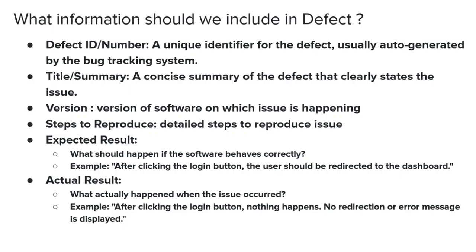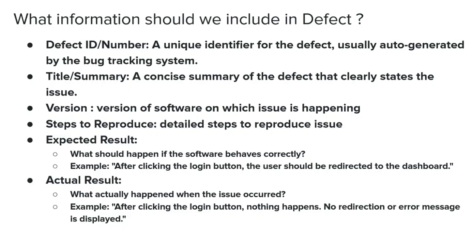We should mention what should happen if the software behaves correctly. Example, after clicking the login button, the user should be redirected to the dashboard. That was the expected behavior, as per the requirement. But what was the actual result? That also we have to note down. What actually happened when the issue occurred? After executing the test case, what actually happened? Example, after clicking the login button, nothing happened. Some error might have come, or nothing happened. The user did not get redirected to the dashboard, and either no redirection happened or some error message might have been displayed.